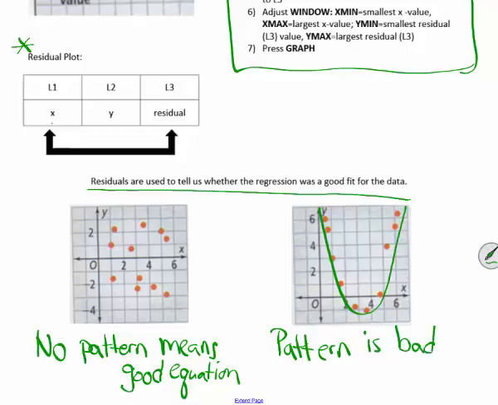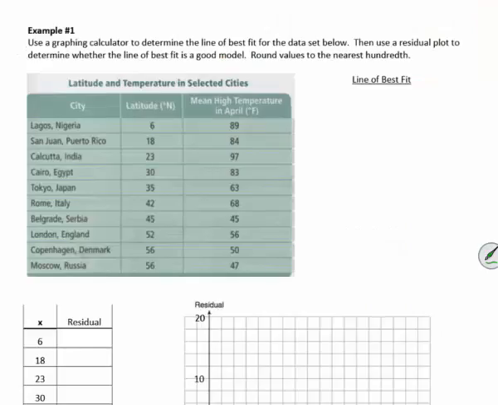All right, so let's take a look at some examples. Here we have some data talking about the latitude and the temperature in selected cities. We're going to put this in for X and use these for Y. You should know how to enter those. If you need to, pause and go enter those into L1 and L2. Then it wants you to get the line of best fit. Again, that's another name for linear regression.